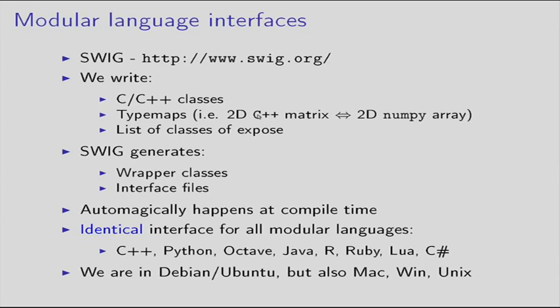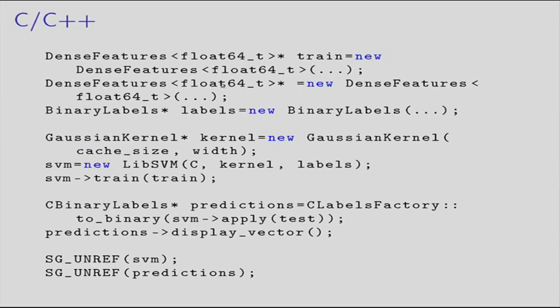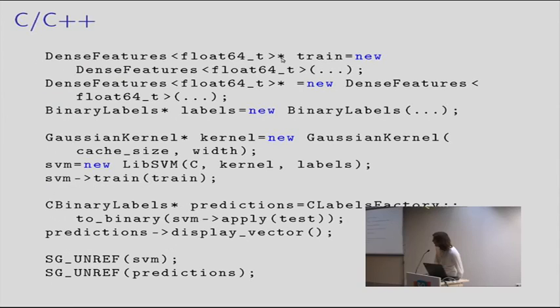And at compile time, SWIG generates interfaces to all these languages. So whenever I implement a new algorithm and then press a button, I can use it from Python. And I'm going to show you an example in a minute. This is quite neat because we have interfaces to Python, Octave, MATLAB, Java, R, Ruby, Lua, C Sharp, and it's all the same interface, really, with certain syntactic changes. So in C++, this looks like this. If you know C++ code, you have your pointer and your type and your template, and you create a new instance of a class and some other new instances, and then you call methods on these classes.